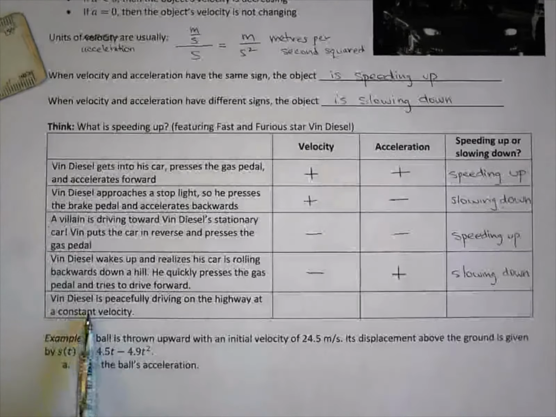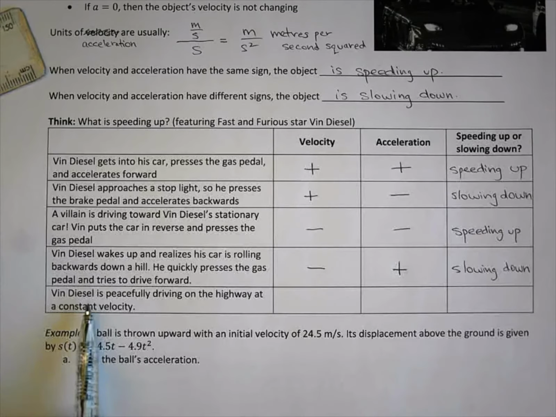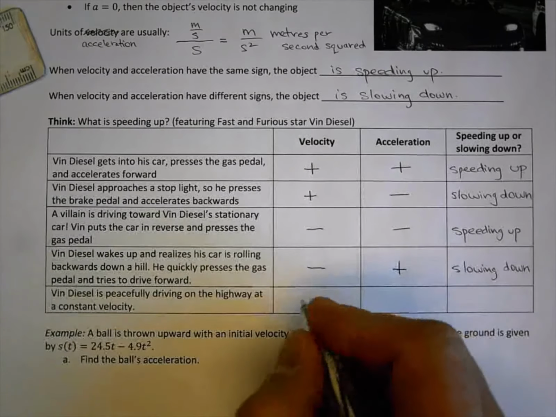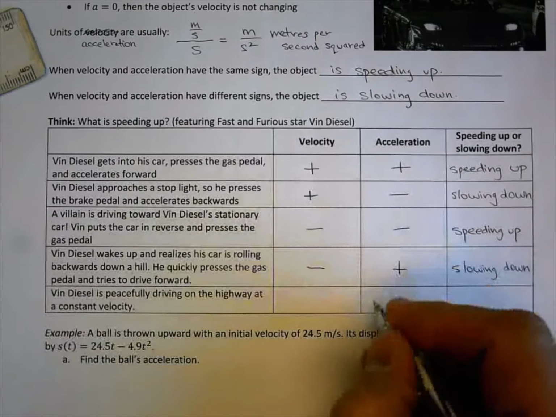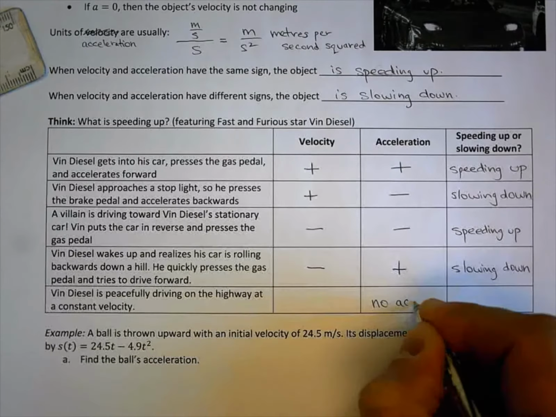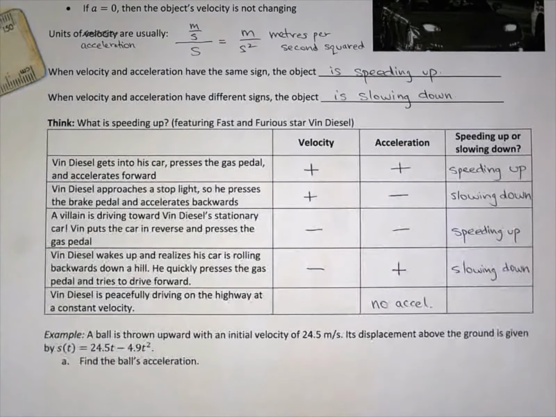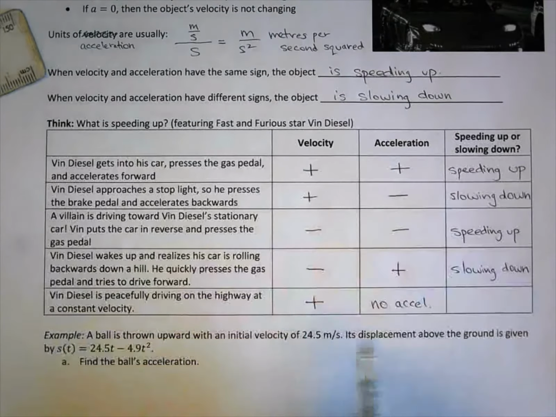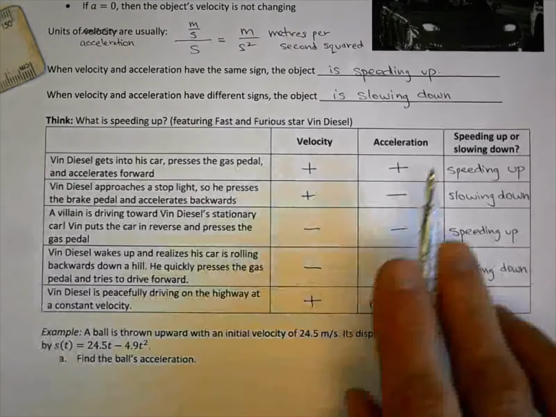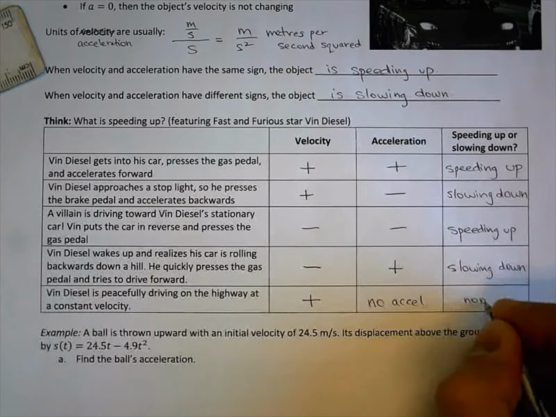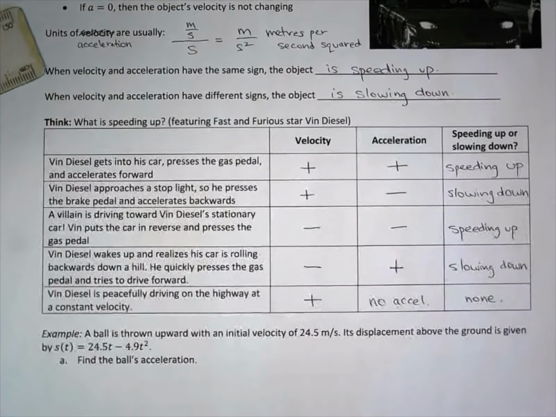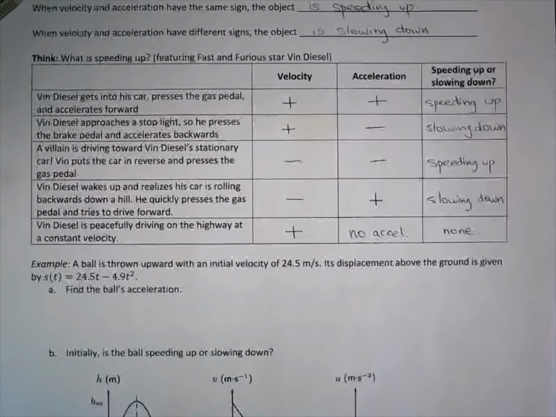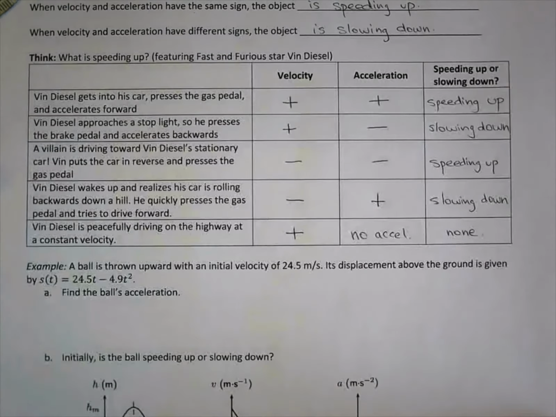Then finally we have this last situation. Vin Diesel is peacefully driving on the highway at a constant velocity. Doesn't normally do that, but in this case there's no acceleration. So that's an important thing to note. In this case he's driving peacefully forward. He could be driving peacefully backwards, but if he's at a constant velocity, then there is no acceleration. So hopefully that gives you an idea of what acceleration is.